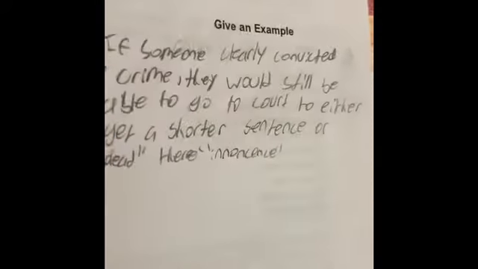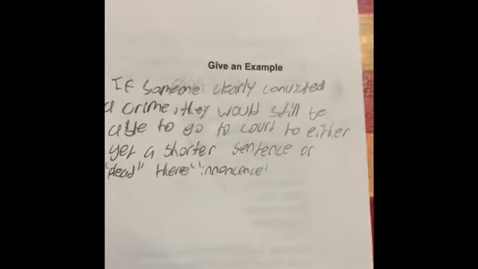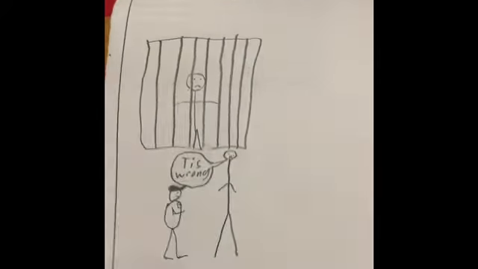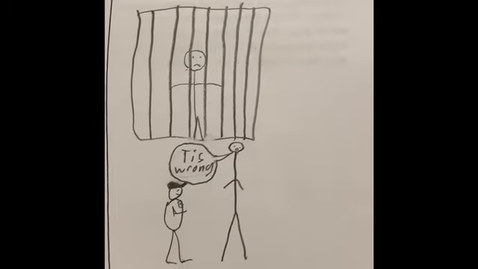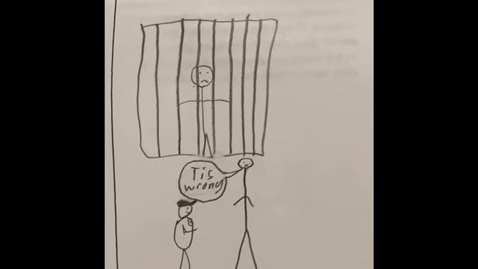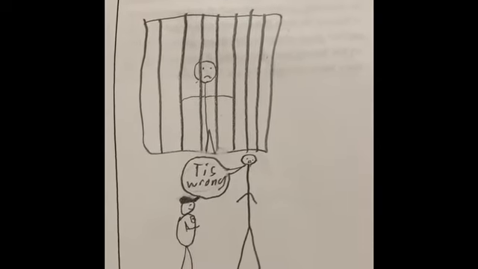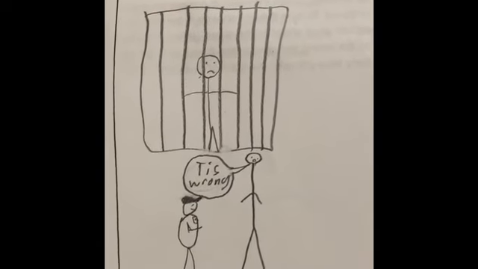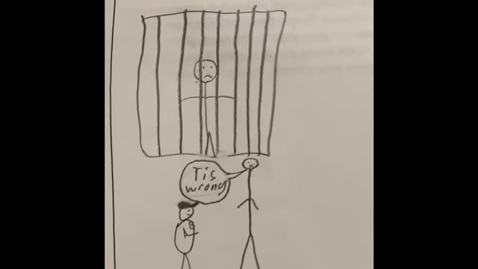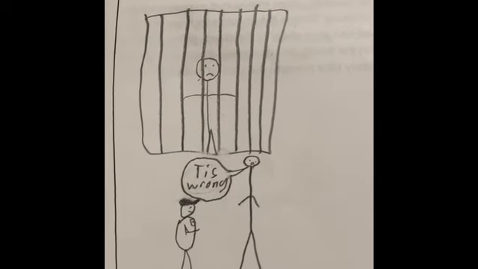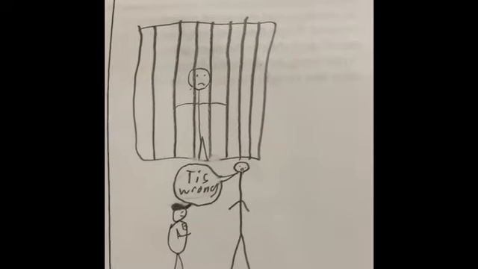That's what makes habeas corpus an example of limited government. The government just can't throw you in jail. Our picture shows that. Even if you're obviously guilty, the government just can't throw you in jail and forget about you. You have to get your day in court. Here's somebody that's just been thrown in jail, and someone walking by says, "'Tis wrong."